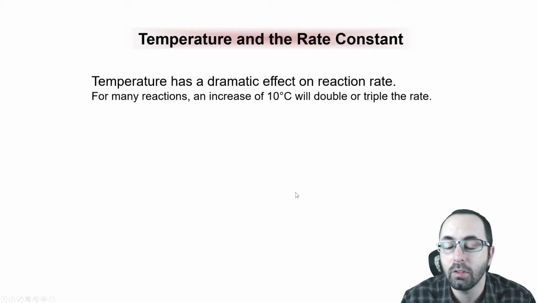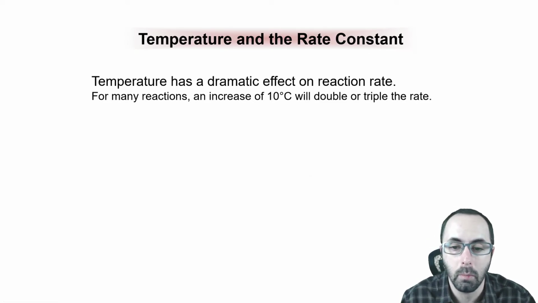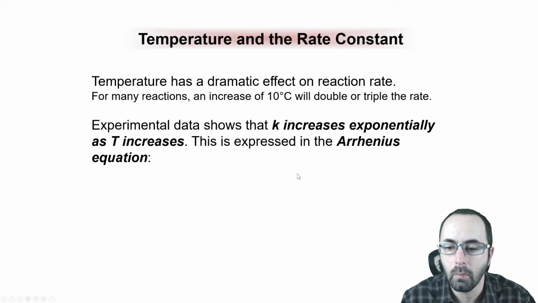So for many reactions, if you increase the temperature by 10 degrees Celsius, it will double or triple the rate. If you're taking milk out of the fridge, you're increasing it by probably 20. So you're really increasing the rate of spoilage really fast there.